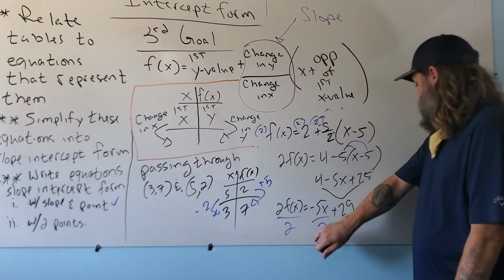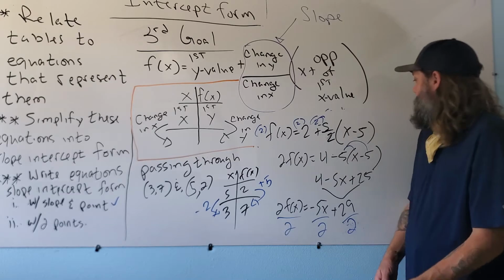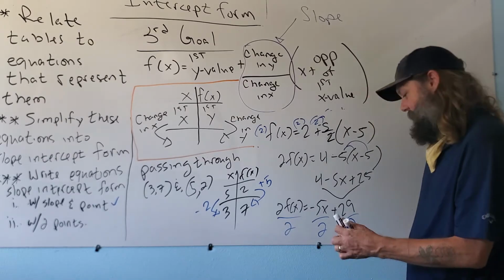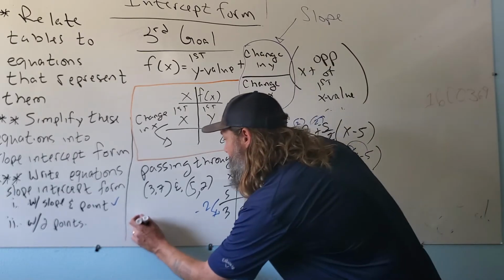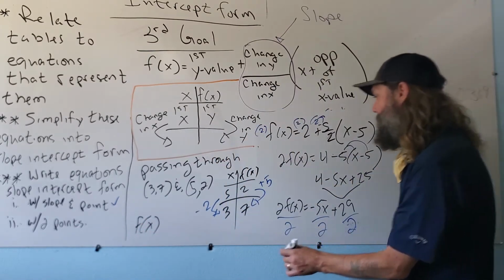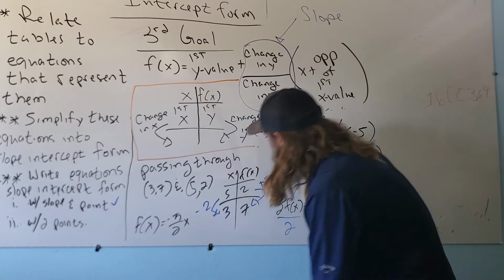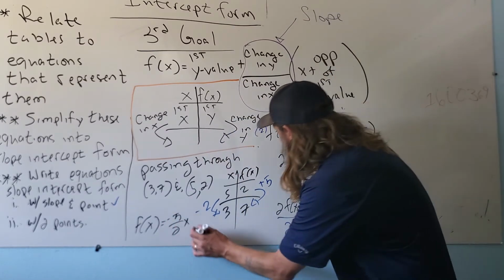And I have my equation in slope-intercept form. Let me draw better too. I really have no room here. So let's see here. My equation in slope-intercept form is f of x equals negative 5 over 2x plus 29 over 2.